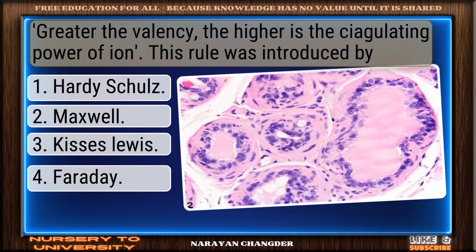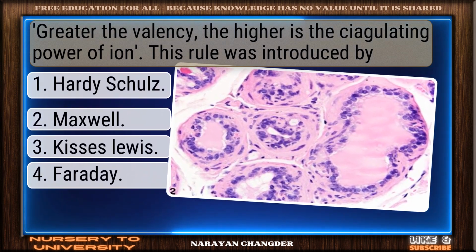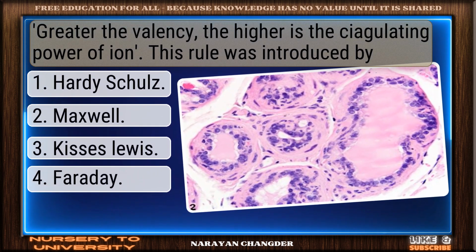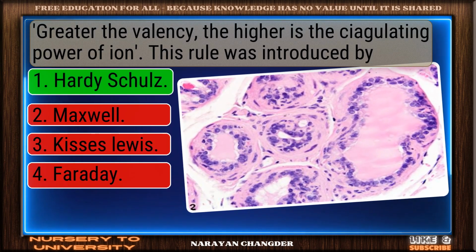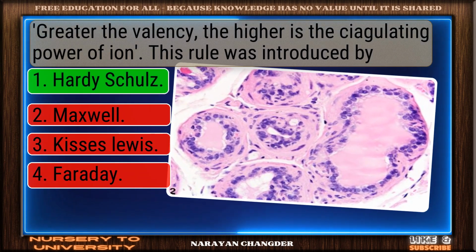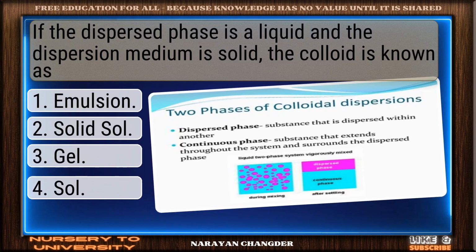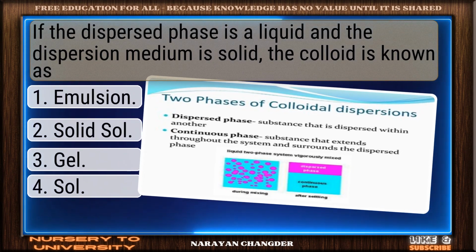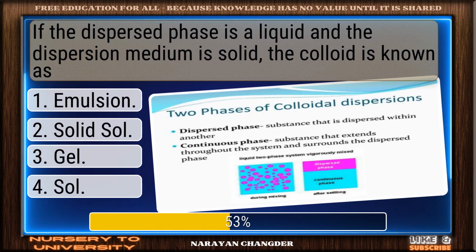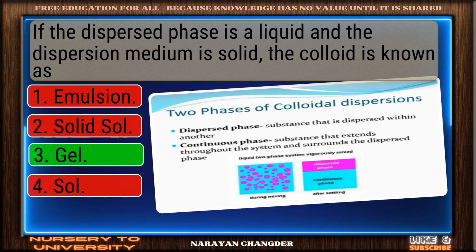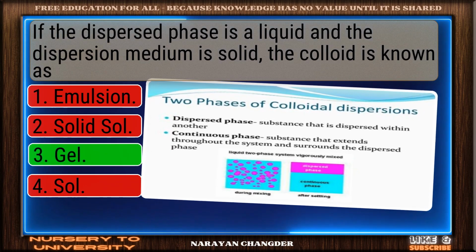Greater the valency, the higher is the coagulating power of ion. This rule was introduced by. Smart move. Hardy-Schulze is an accurate answer. If the dispersed phase is a liquid and the dispersion medium is solid, the colloid is known as. Well done. Gel is the right choice.